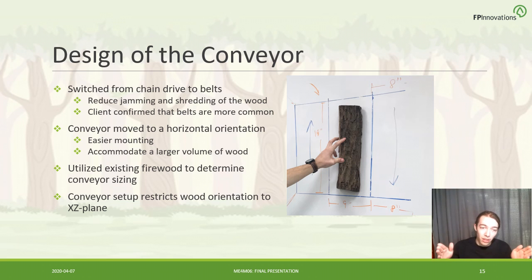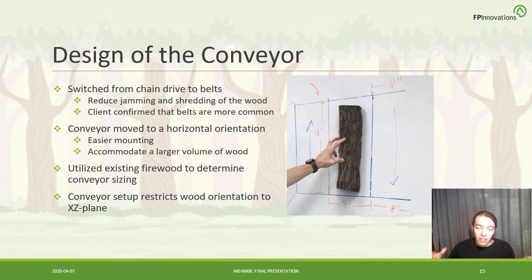We also decided to move the conveyor to a horizontal configuration instead of on an angle. And the reason for this was it would make it a lot easier to mount the hopper and also create a support structure, as well as by making a bigger hopper, we can accommodate a larger volume of wood.